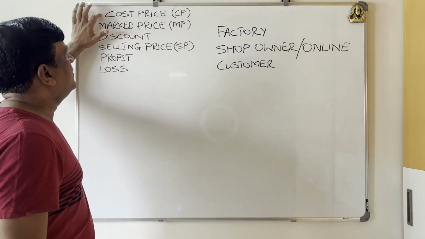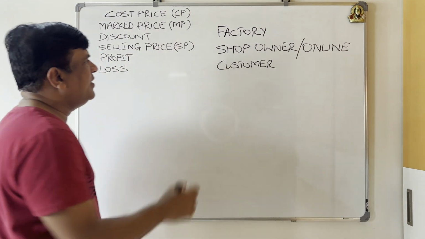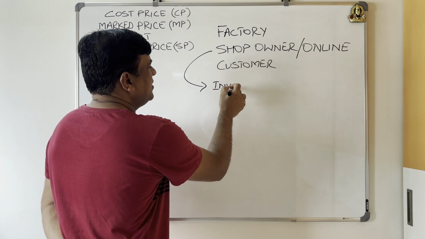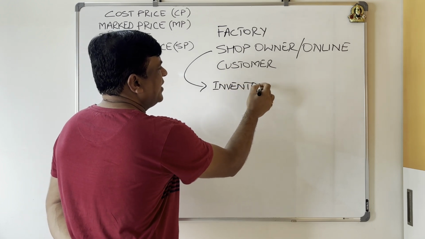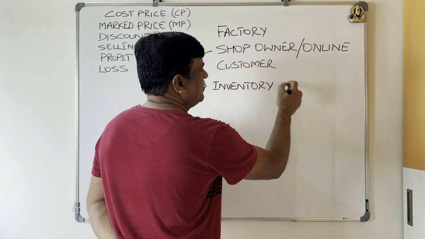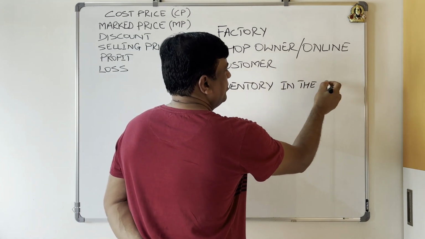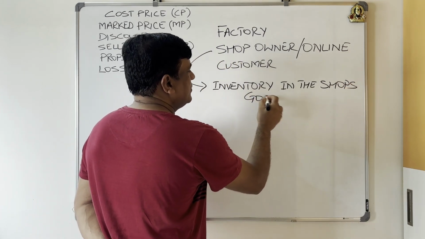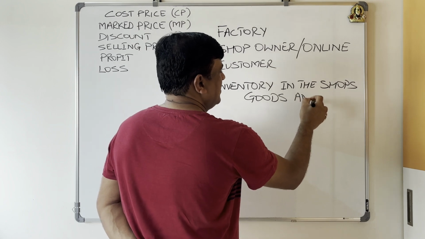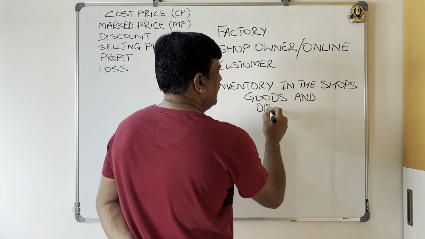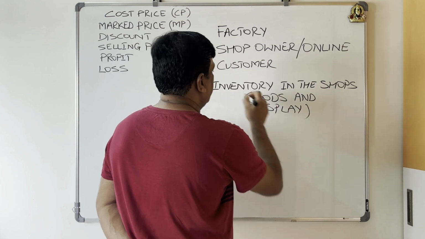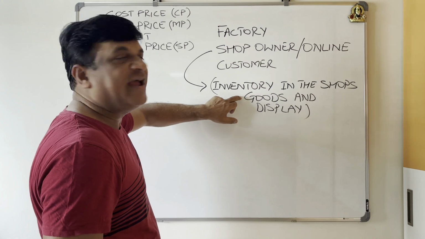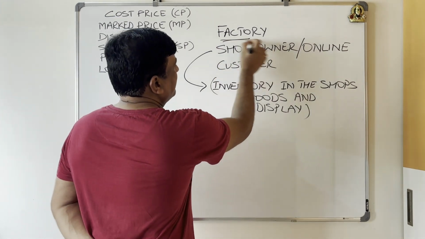Where do we get this term cost price? If you look at it, a shop owner needs to maintain inventory. Inventory in the shop is nothing but goods he needs to purchase and display in his shop to sell to customers, right? Where does he get this inventory? Where does he get these goods from? He gets them from the factory.